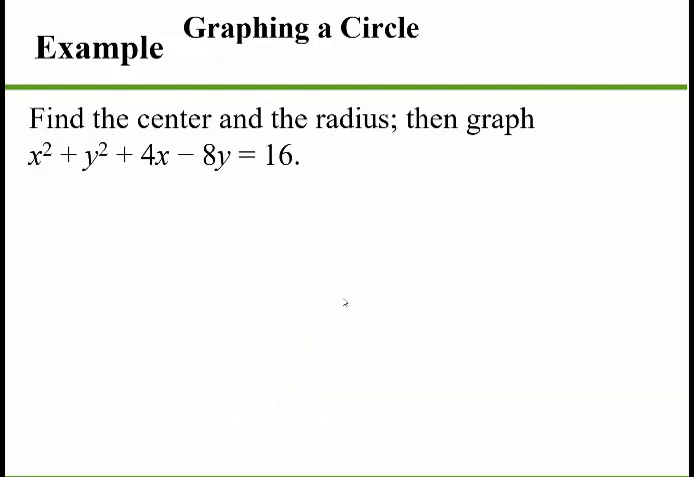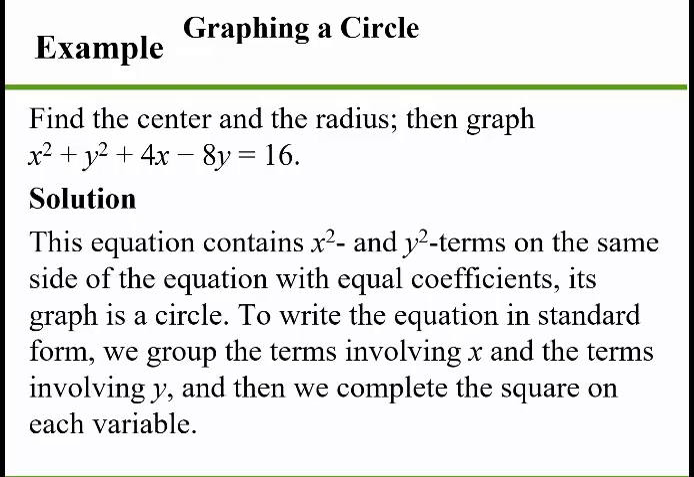All right, let's find the center and radius, then graph. This one's a little hard. I've got x squared plus y squared plus 4x minus 8y is equal to 16. Wow, this is weird. The equation contains x squared and y squared terms on the same side of the equation with equal coefficients. When the coefficients in front of x squared and y squared are the same, it's a graph of a circle.